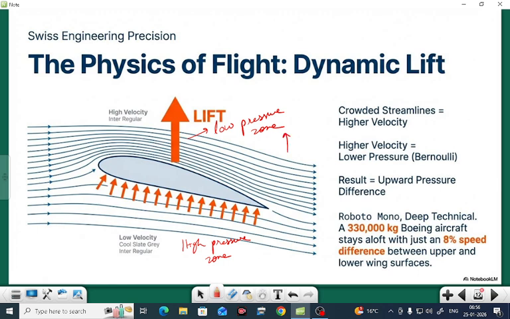Crowded streamlines mean higher velocity. Higher velocity creates low pressure according to Bernoulli. Result: an upward pressure difference. This is low pressure, this is high pressure, so there is a lift in the upward direction.